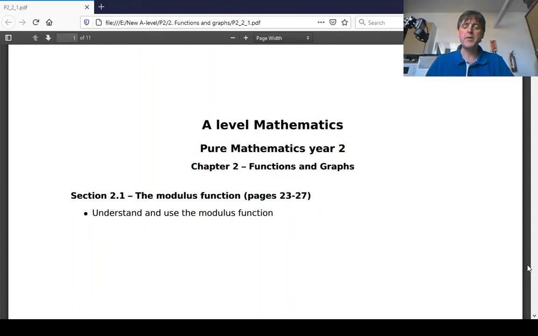This is a Pure Maths Year 2 video where we're starting to look at Chapter 2 of the textbook, and in this video we're going to look at Section 2.1, which is all to do with the modulus function.